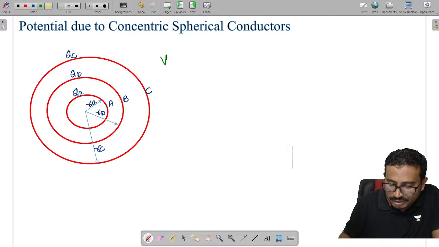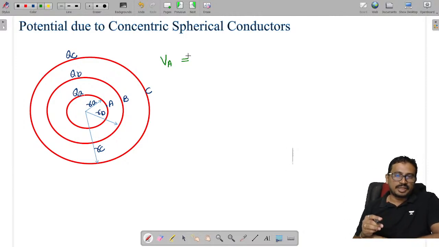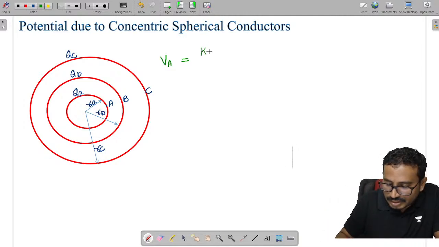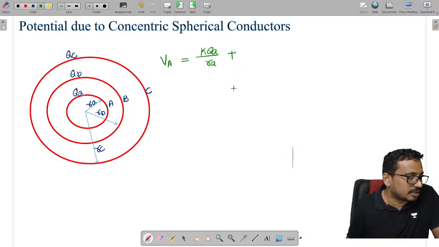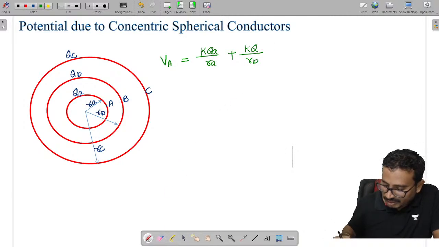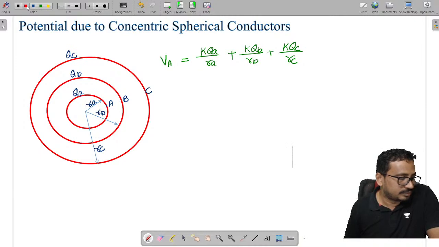I want to find the potential at point A. The potential at the point A is caused by all three charges. Charge 1 gives KQA by RA, plus the second charge gives KQB by RB, next KQC by RC. Is this point clear to all of you?